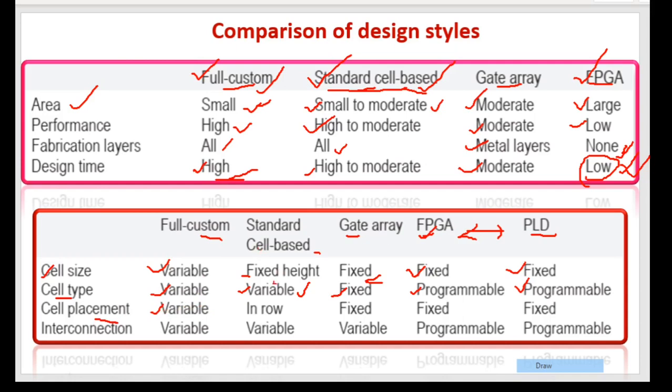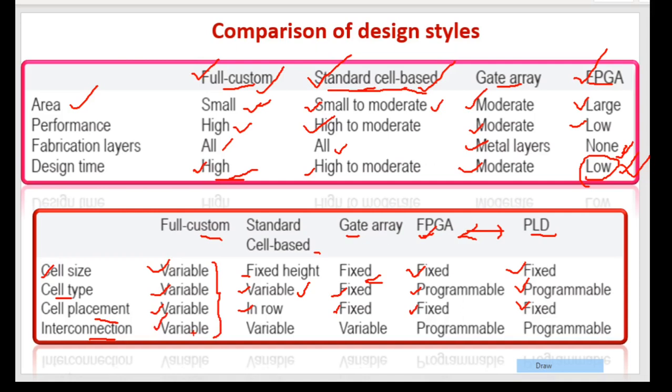In standard cell based design, this is placed along rows. In gate array this is again fixed. In FPGA this is fixed, you cannot change the position of the cells present in the FPGA chip. In PLD it is again fixed. The interconnections, or the wires: in full custom again variable. Look, these are all variable in full custom, so this gives us full independence to design the chip using full custom.